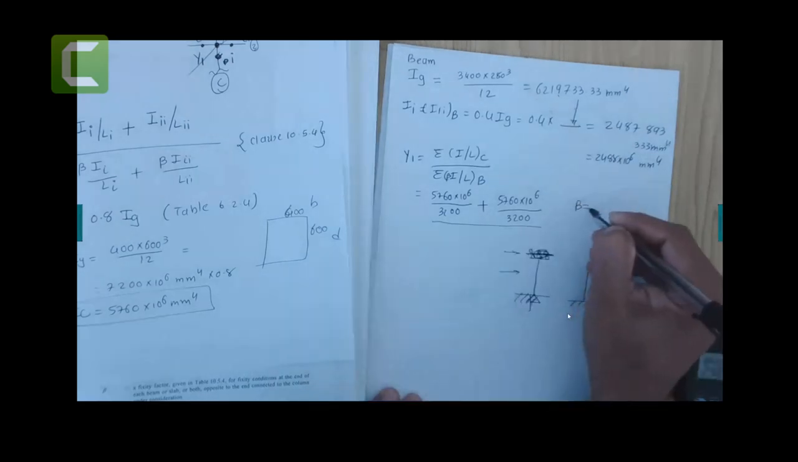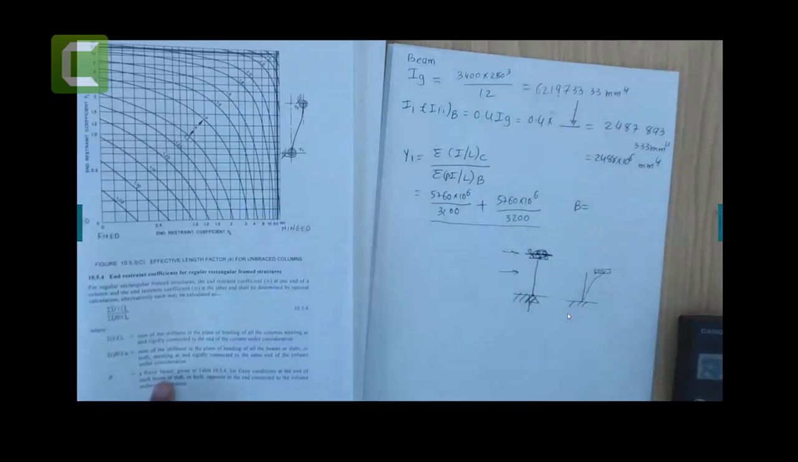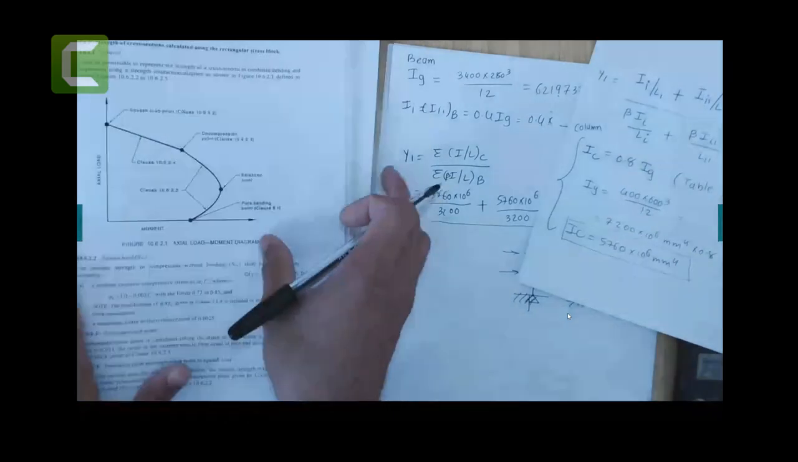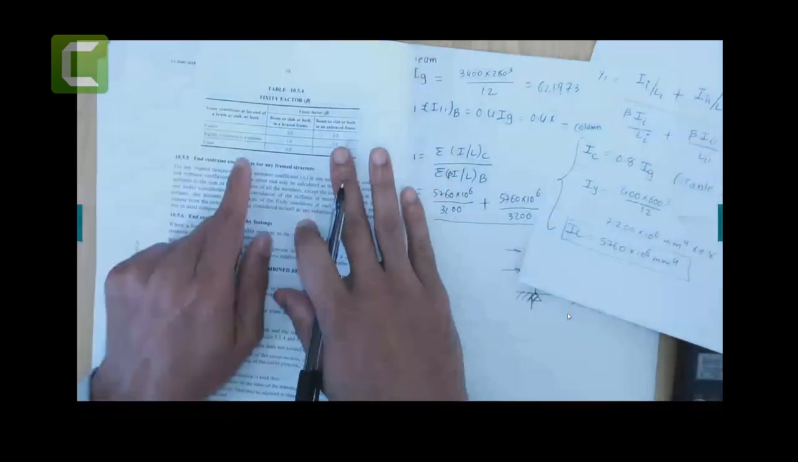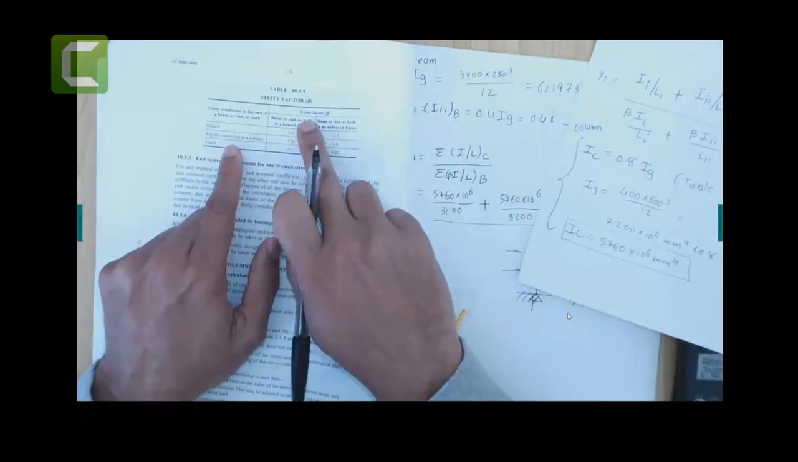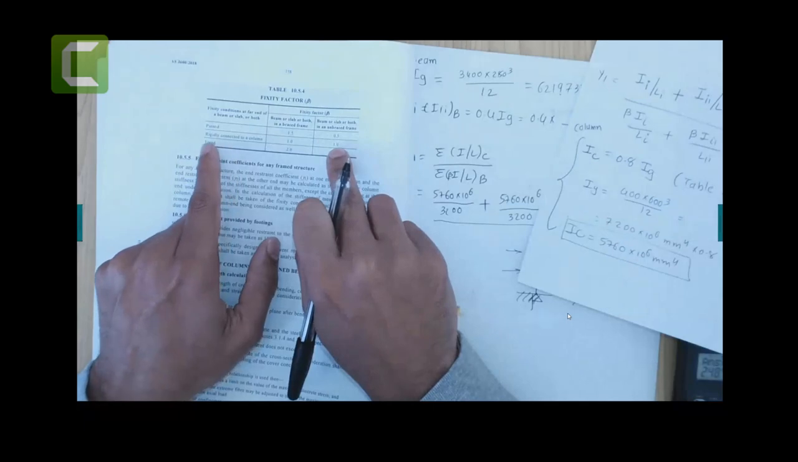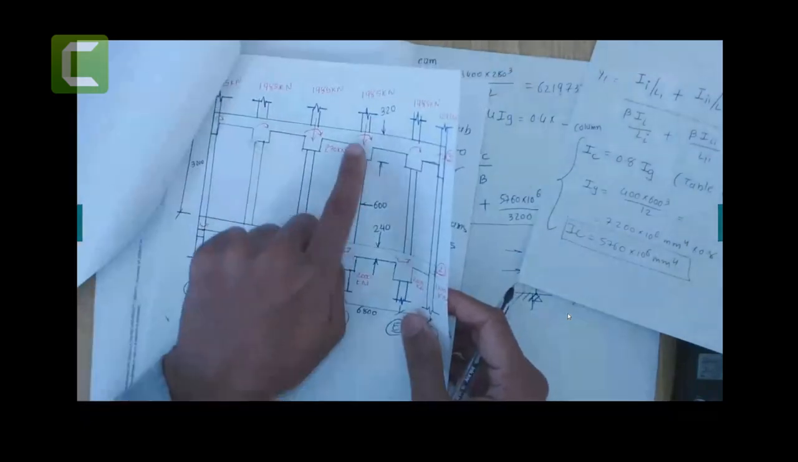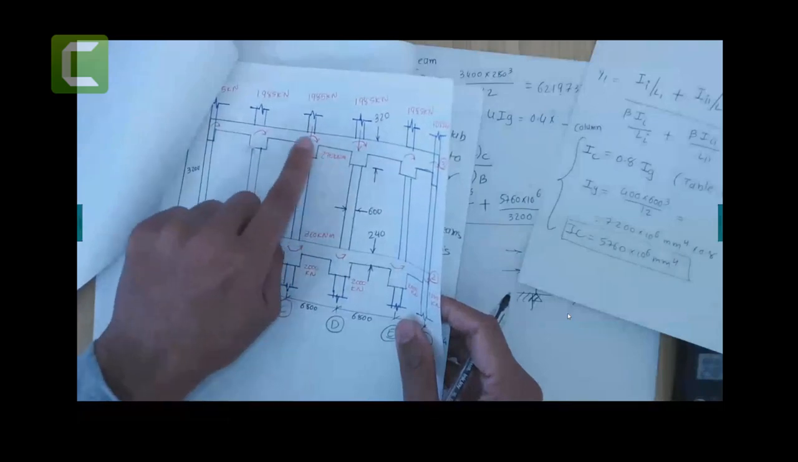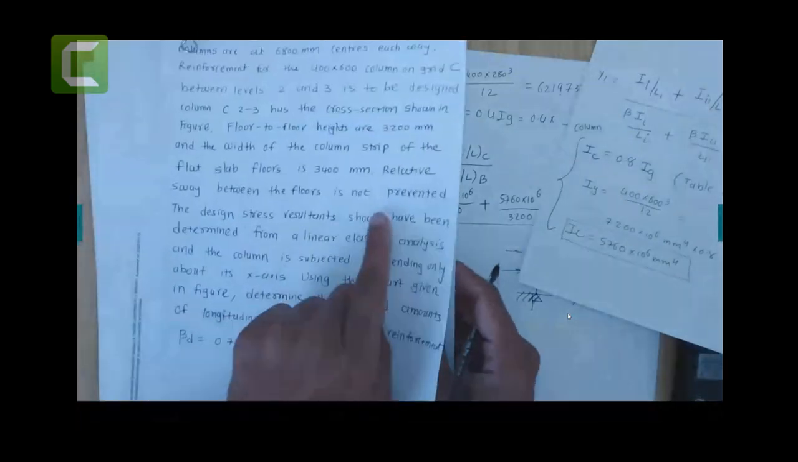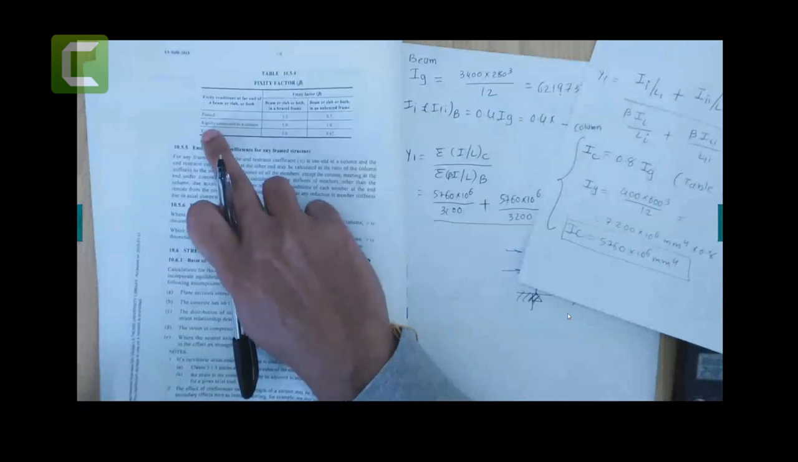Now beta, I need to explain that. If you go to the table, beta is a fixity factor, given on the tables on the back page. So if you come back here, you have the fixity factors: beam or slab in a braced frame, and beam and slab for an unbraced frame. In an unbraced frame, the beams and slabs are rigidly connected to the columns, so those are part of the columns. Because it's given in the example, your relative sway is not prevented, so it's unbraced. In that case it's not pinned, it's not fixed. It is rigidly connected to a column. So therefore beta is taken as one.